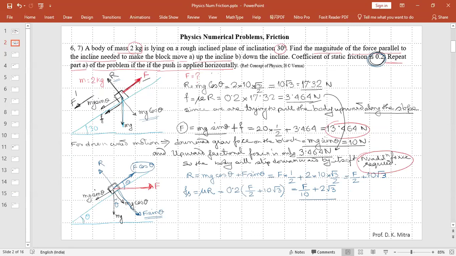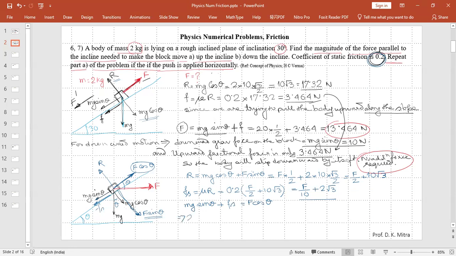Now we equate the forces along the incline. If we equate them, then this upward force capital F cos theta will be equal to mg sine theta, the component of the gravitational force, plus the frictional force Fs, which is acting now downward. So here we find mg sine theta plus Fs will be equal to capital F cos theta.